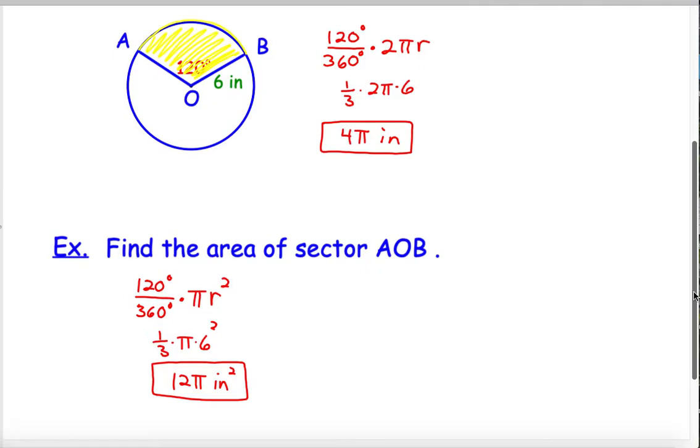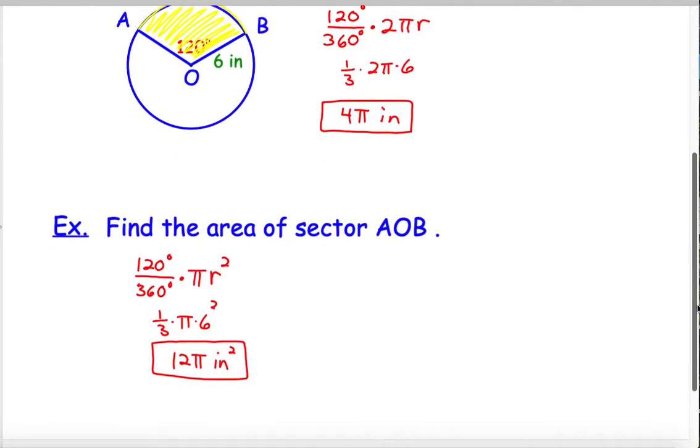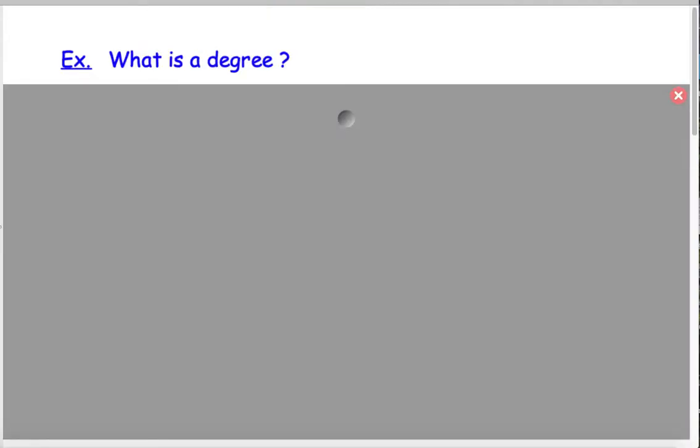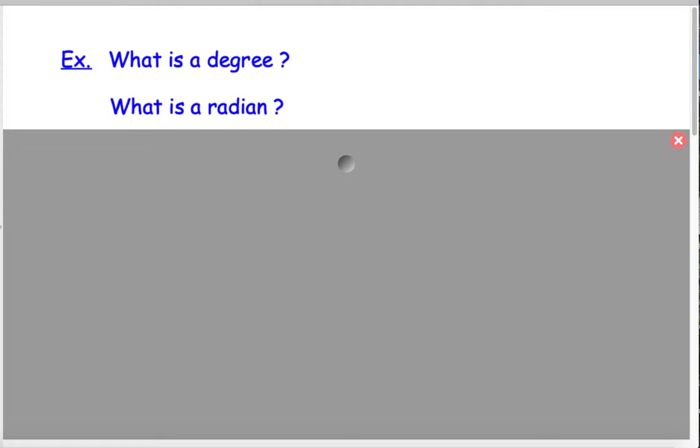All right, so arc length and areas of sectors are just fractions of what you've calculated in geometry for circumference and area. So what is a degree? And for that matter, what is a radian? Well, those are just measures for angles. Just like for linear measurements, we have inches and we have centimeters. So we have different units depending on which would be more appropriate for the situation.